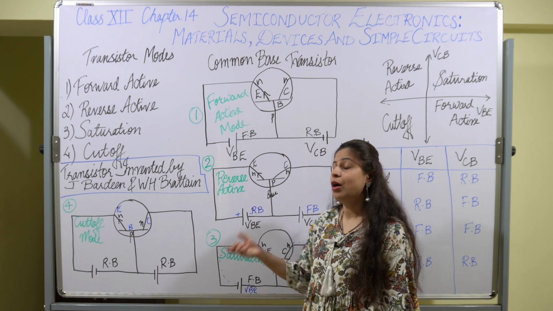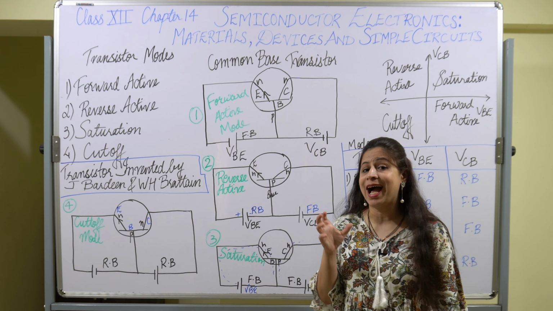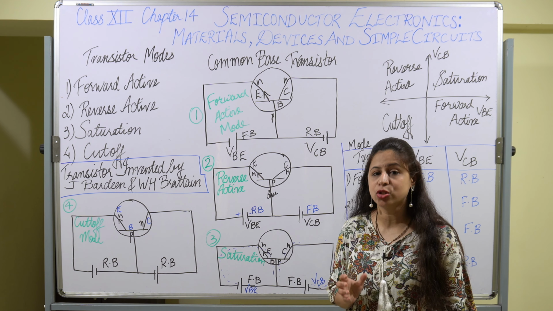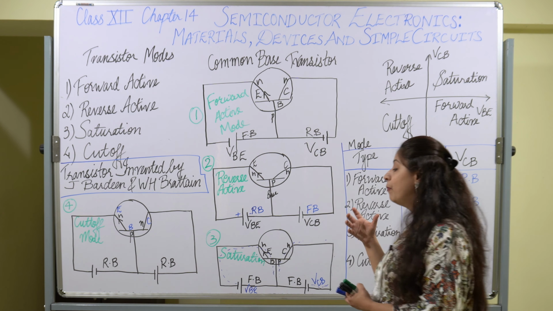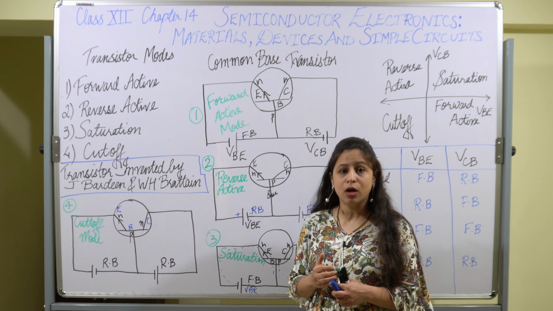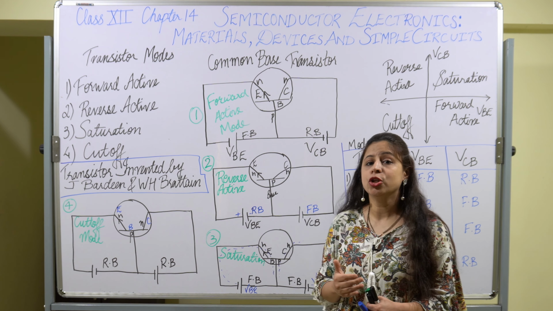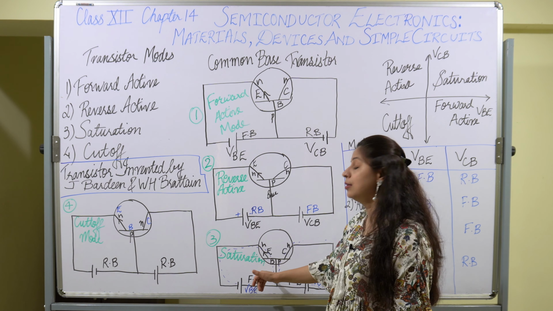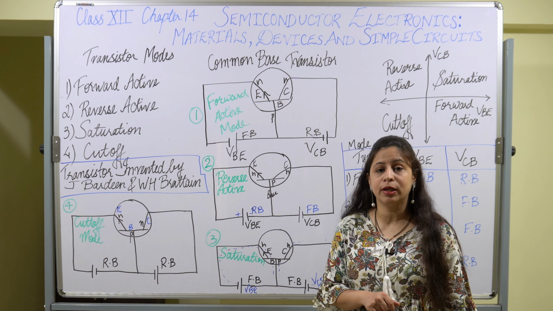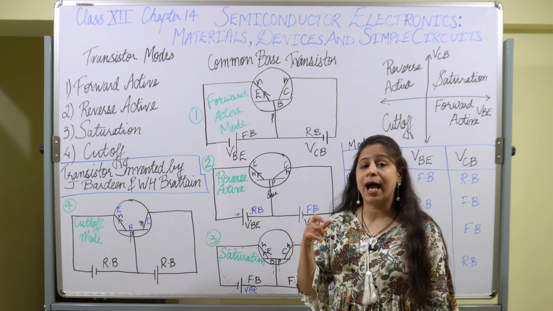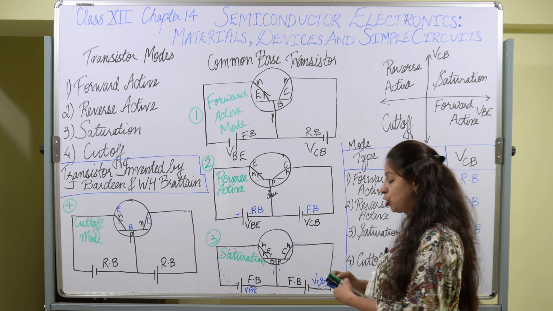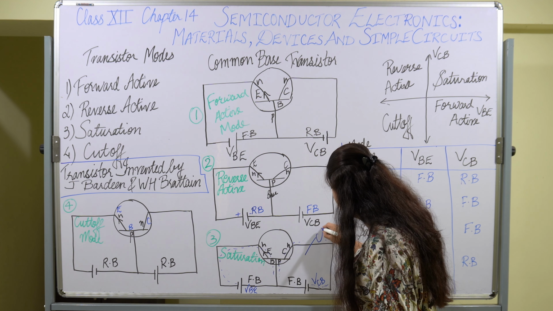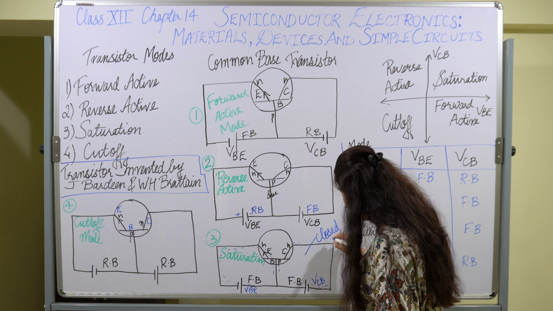So in this mode, my transistor basically works as a closed switch. For making my transistor work as a switch, it has to be connected in the saturation mode, and it behaves as a closed switch. So I can write over here, it behaves as a closed switch.